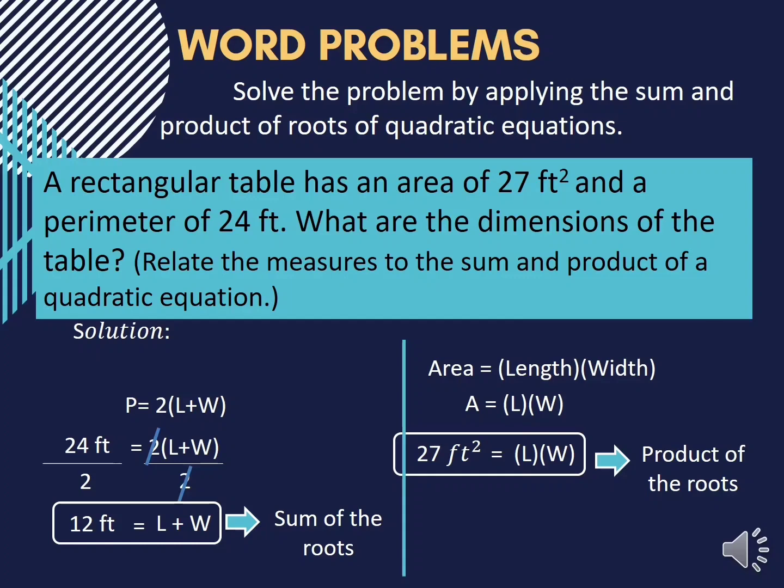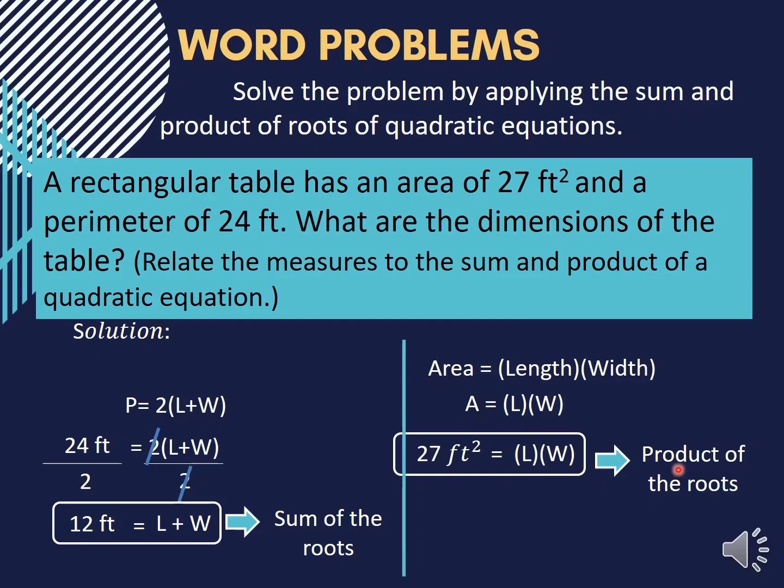Do you understand? Okay, but class, that is not what is being asked. What we have obtained so far are only the sum and the product of the roots. But what is being asked in our problem is the dimensions of the table: what is the actual value of the length and the actual value of W. We will now relate the sum and product of the roots. So, how?